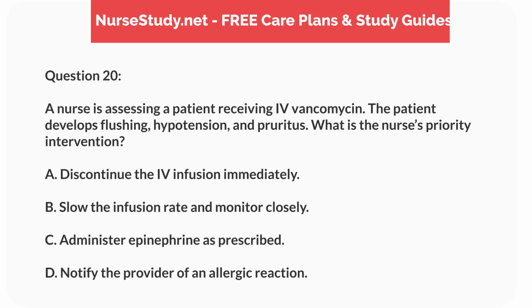Question 20. A nurse is assessing a patient receiving IV vancomycin. The patient develops flushing, hypotension, and pruritus. What is the nurse's priority intervention?